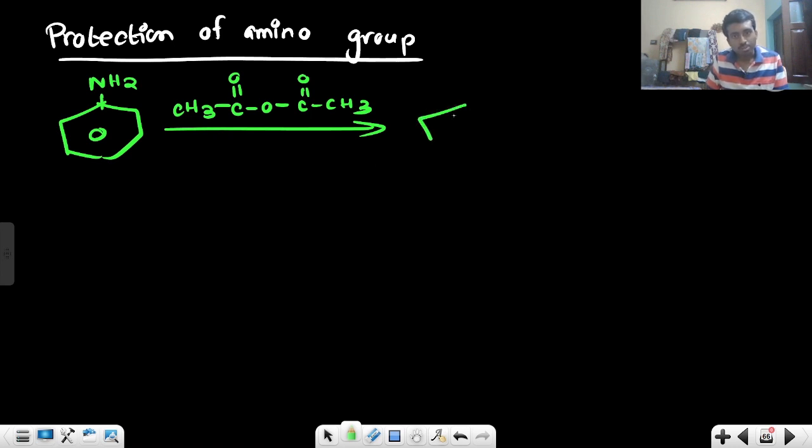I have already shown you, I think I gave you this question as homework: what will happen if I give aniline with acetic anhydride. This bond will break, our hydrogen will come here, acid CH3COOH will form, and this part will go and attach over here. So what will be forming? NHCOCH3. This I have already shown, along with the byproduct. This step is called protection of the amino group.